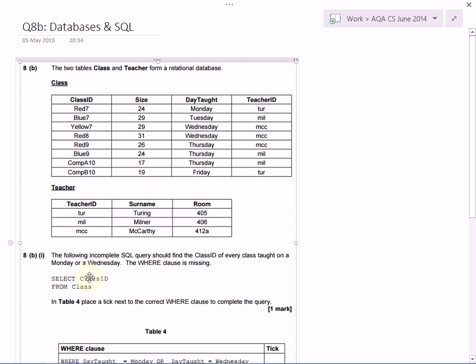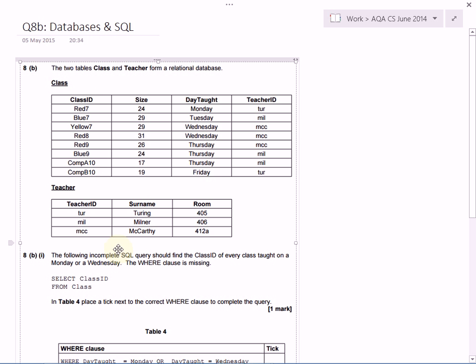And if we ran this just by itself, it would show all of the class IDs from the table class. So we've got a database here with two tables that are linked together. We've got details about some classes and details about some teachers who teach those classes. If we just ran this SQL query on its own, it would search through all of the class table and it would just show the class IDs. So it would show red 7, blue 7, yellow 7, all the way down to comp B10. So it would show 8 different results.